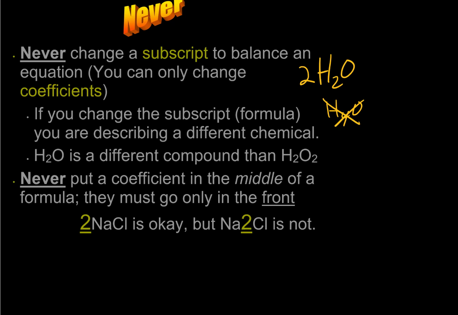Next, never put a coefficient in the middle of a formula. They must go only in front. So the example they give here is if we had on the right-hand side NaCl, but on the left-hand side we had 2 chlorines, we might be tempted to say Na2Cl, but that would not be correct. If we're going to have 2, we've got to have 2 of the whole substance. We can't have just 2 of one of the atoms, because that again would change our entire compound, and really Na2Cl is something that doesn't even exist. So we have to make sure that we only change the coefficients.